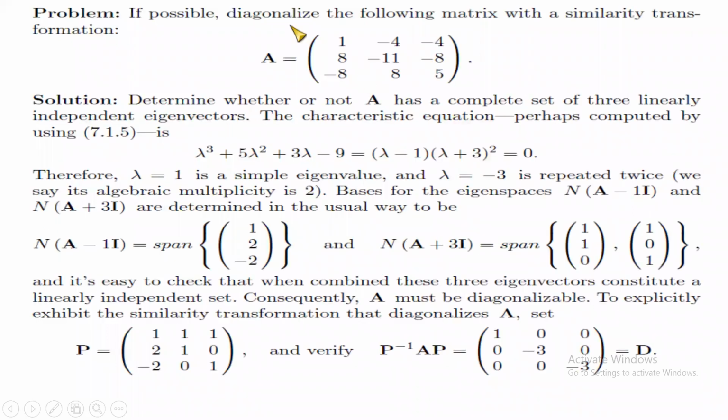Okay, let us take an example. If possible, diagonalize the following matrix with a similarity transformation. So A is given over here with proper values. Determine whether or not A has a complete set of 3 linearly independent vectors. So you can write A minus lambda I. Here it will become 1 minus lambda, this will become minus lambda, minus lambda, and this will become minus 5 minus lambda.